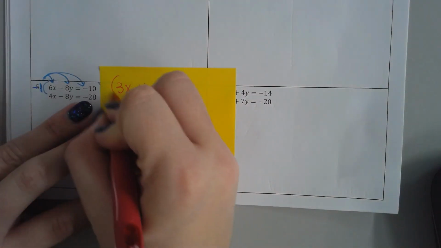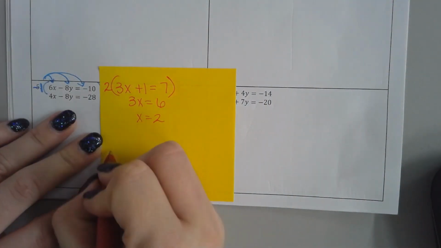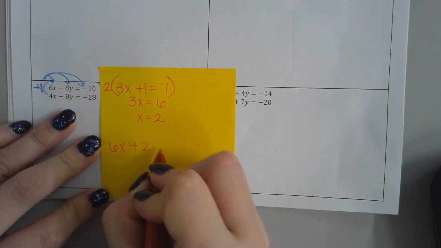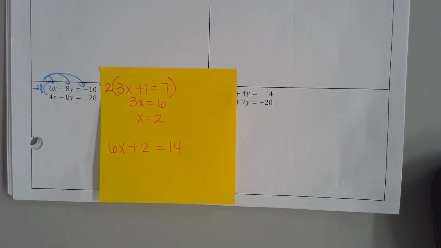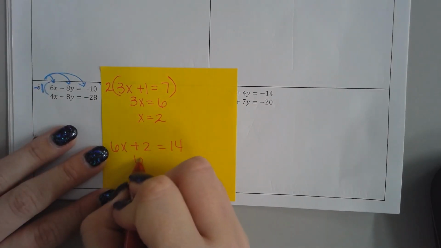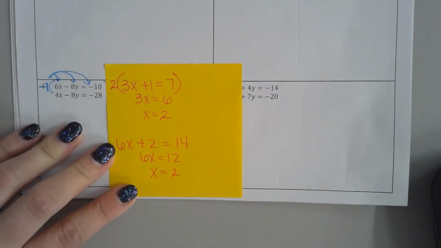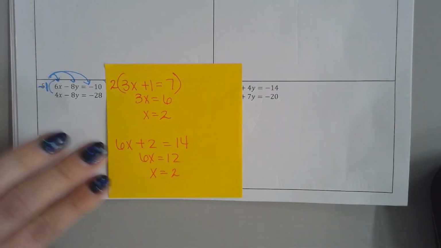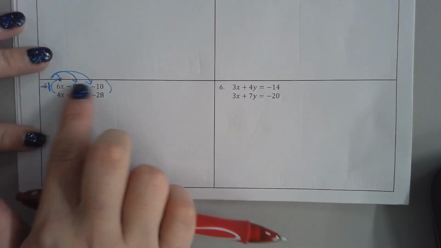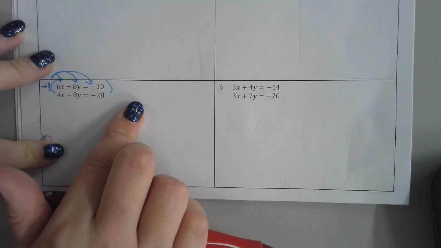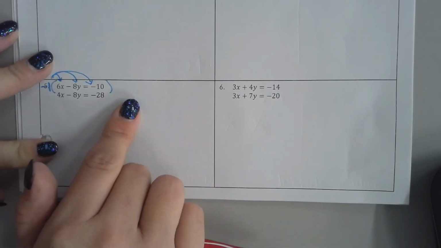What if I multiplied everything in that equation by 2? 6x plus 2 equals 14. Would I still get x equals 2 as my answer? I would have 6x equals 12, so x equals 2. Yep. You get the same answer. So we are allowed to multiply everything in an equation by something, and it basically remains the same, as long as you multiply everything by that same number.